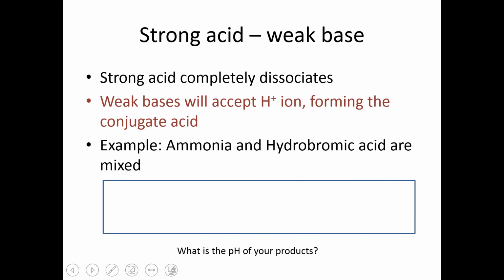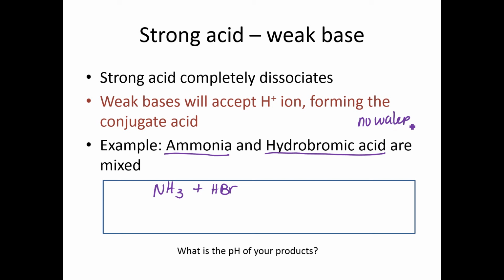Okay. And if we have a strong acid with a weak base, remember, strong acids totally dissociate, but the weak base will not. This reaction is going to look a little bit different than our other two examples. So let's write out an example here. My weak base is ammonia, NH3, and my acid is hydrobromic acid, HBr. What happens here is, notice how there's no hydroxide in my base, so I actually don't make water. That's what makes this type look a little different from the others.